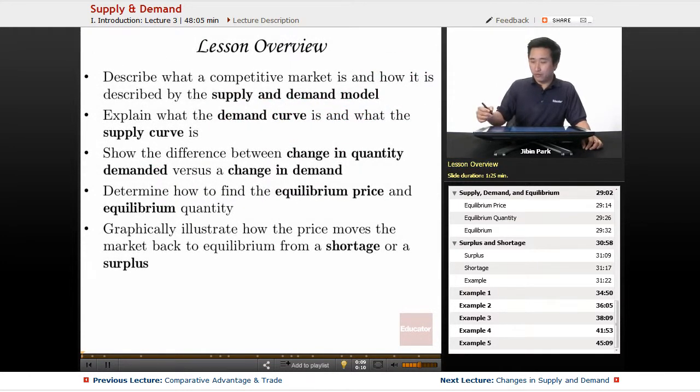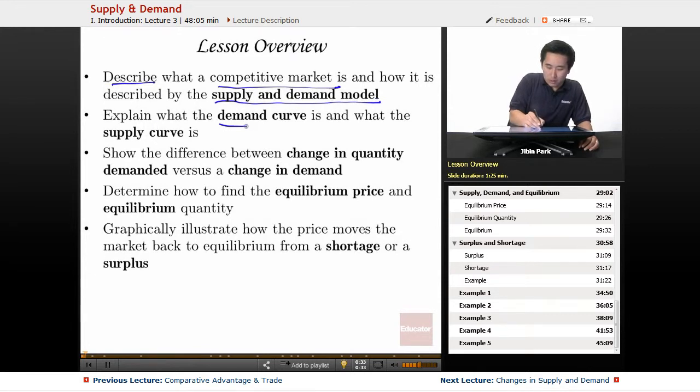In today's lesson overview, we're going to describe what a competitive market is and how it is described by the supply and demand model. Again, supply and demand is a very familiar topic in macroeconomics and microeconomics, but we're just going to deal with really the basics of what supply and demand is. And this is going to be an essential building block for some of the more difficult material.